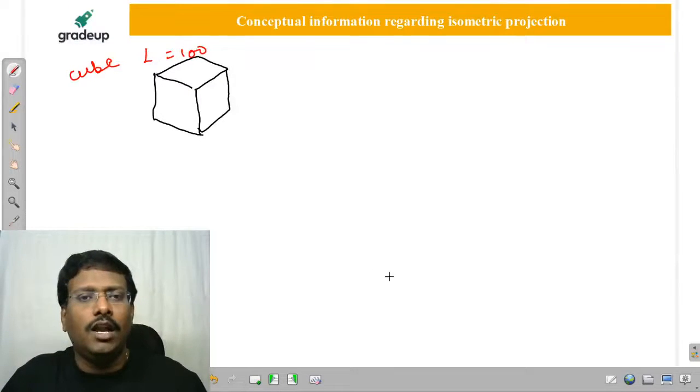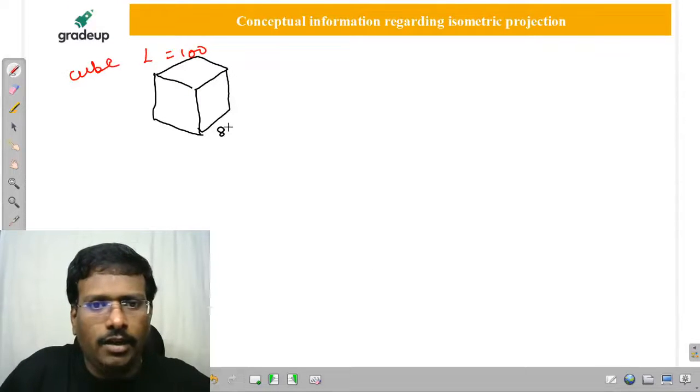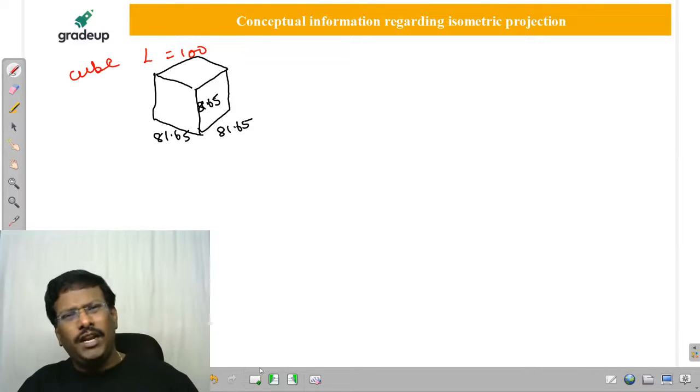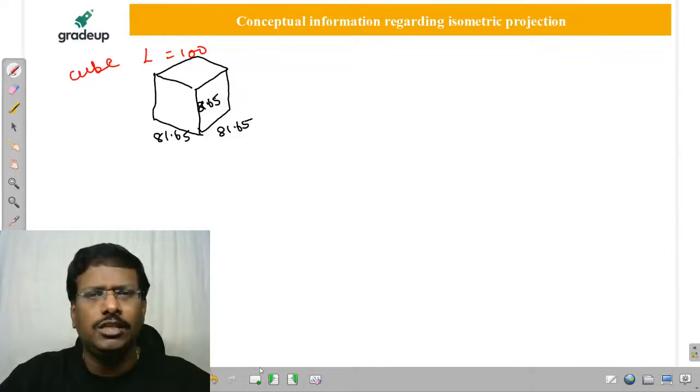We are able to get it like this. But here it is going to be 81.65. And here also the height is going to be 81.65. Here also 81.65. Sir, every time, if it is only one dimension, it is easy.